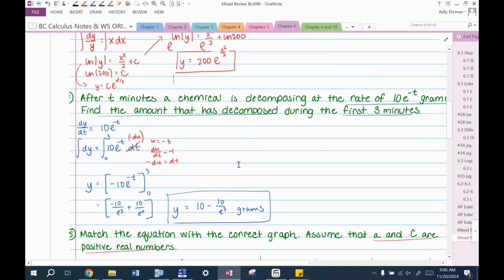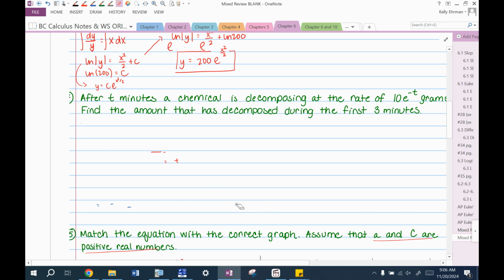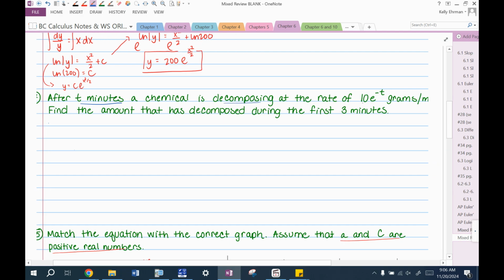All right, for this one, erase what I had here. So this says, after t minutes, a chemical is decomposing at a rate of 10 e to the negative t grams per minute. I assume that says. Find the amount that has decomposed during the first 3 minutes. So during the first 3 minutes means we're going from 0 minutes to 3 minutes.